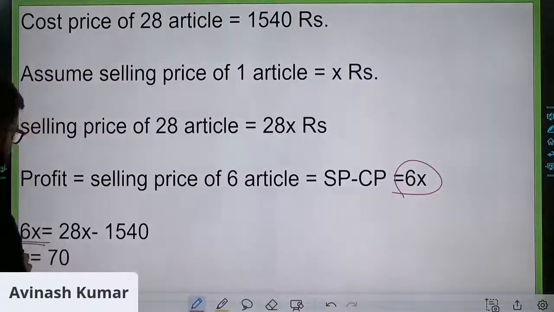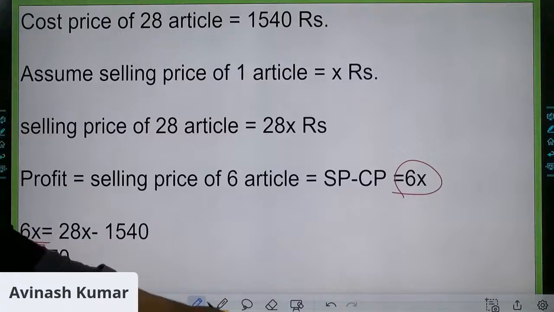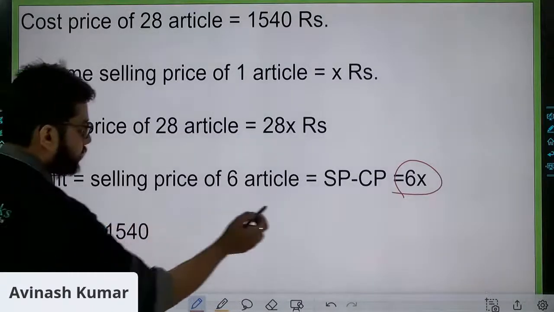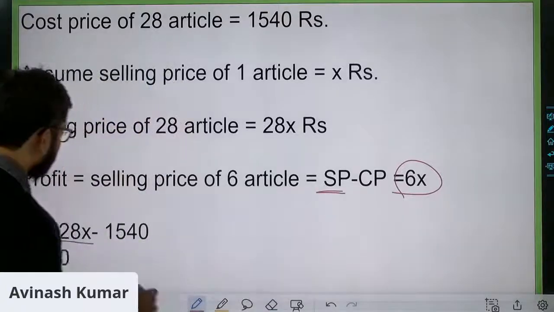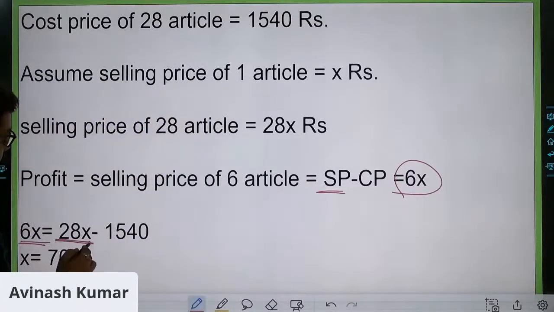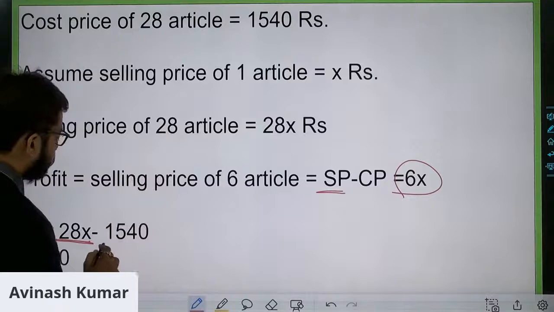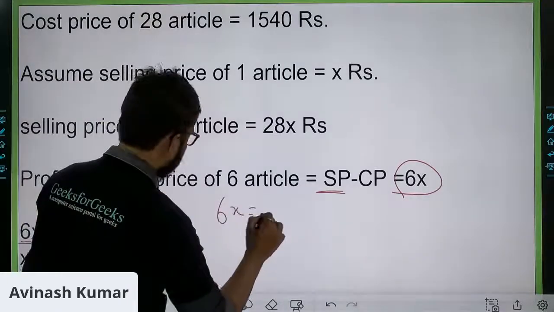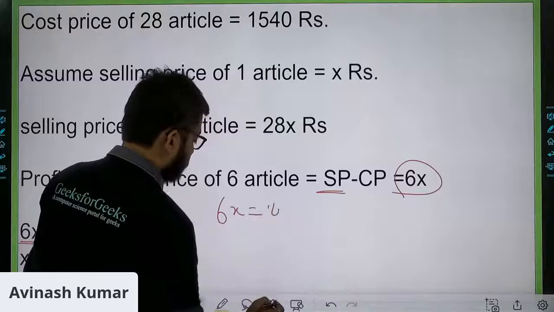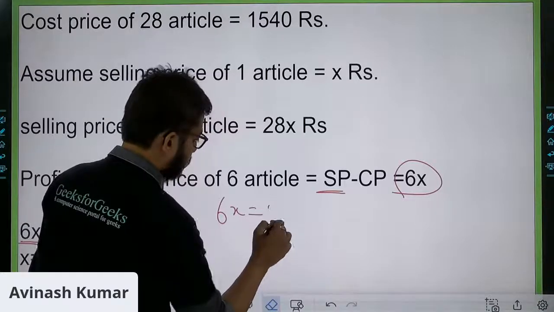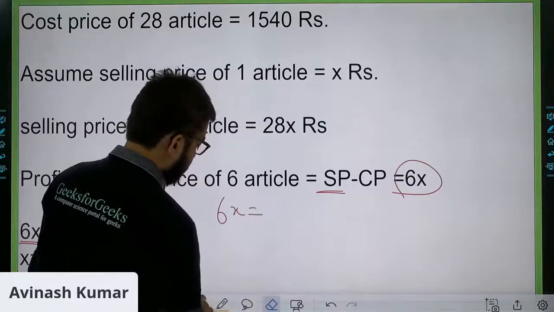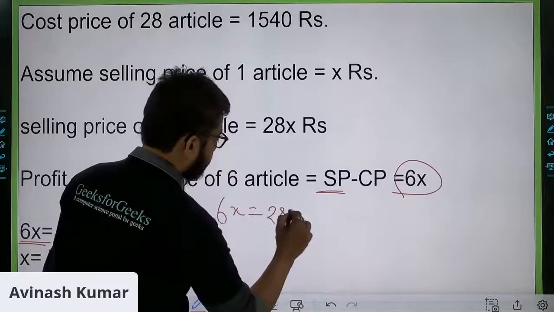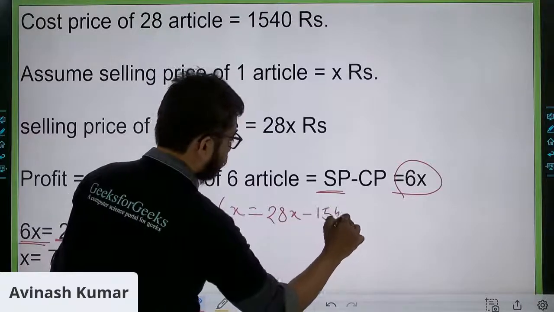So profit, which is equal to the selling price of 6 articles, 6x, is equal to the selling price of 28 articles, 28x, minus the cost price of 28 articles, which is 1540. So 6x is equal to 28x minus 1540.